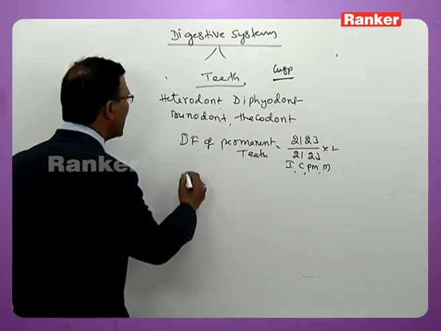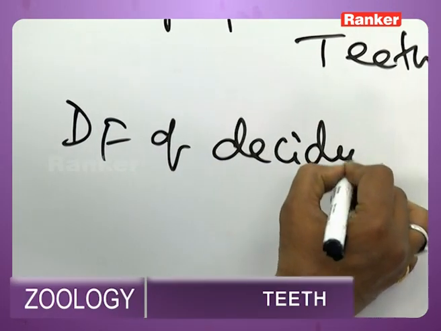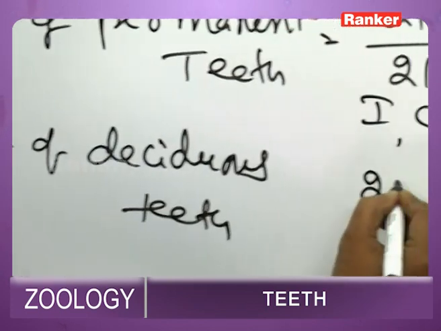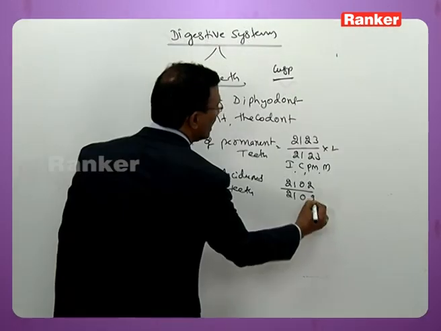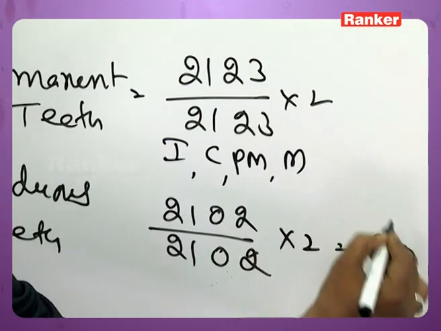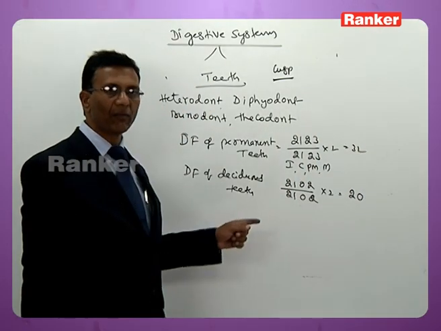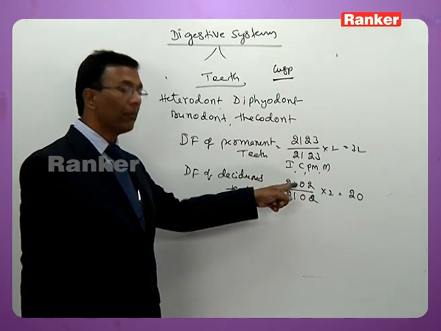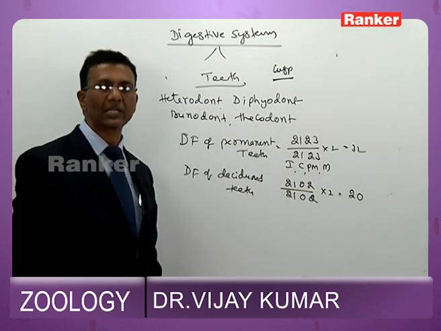Then, the dental formula of deciduous teeth is 2102 by 2102. That is the dental formula of milk teeth. Total teeth here are 22, whereas in permanent dentition total teeth are 32. In each half of upper and lower jaw, there are 2 incisors, 1 canine, premolars are entirely absent, and instead of 3 molars, only 2 molars are present.